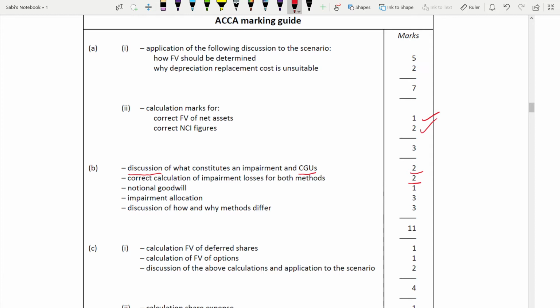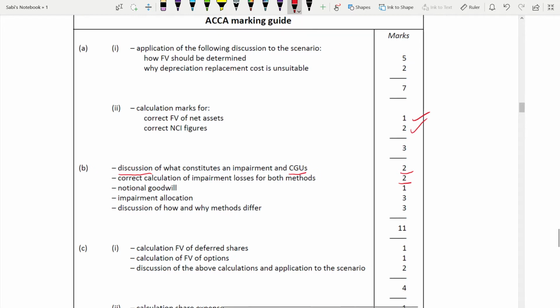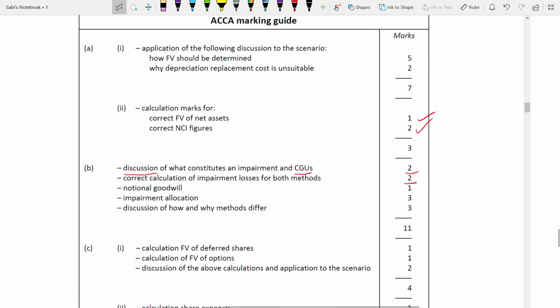Notional goodwill. You see, notional goodwill. So how will you know that you have to calculate notional goodwill? If you're not thorough with your standard, IAS 36, this is why you have to study IAS 36, the goodwill impairment under both methods, okay? So notional goodwill 1 mark. Impairment allocation. How are you going to allocate that impairment? First against land and buildings, then against goodwill, then proportionately, okay, between plant and machinery and the intangibles other than goodwill. So for that 3 marks.